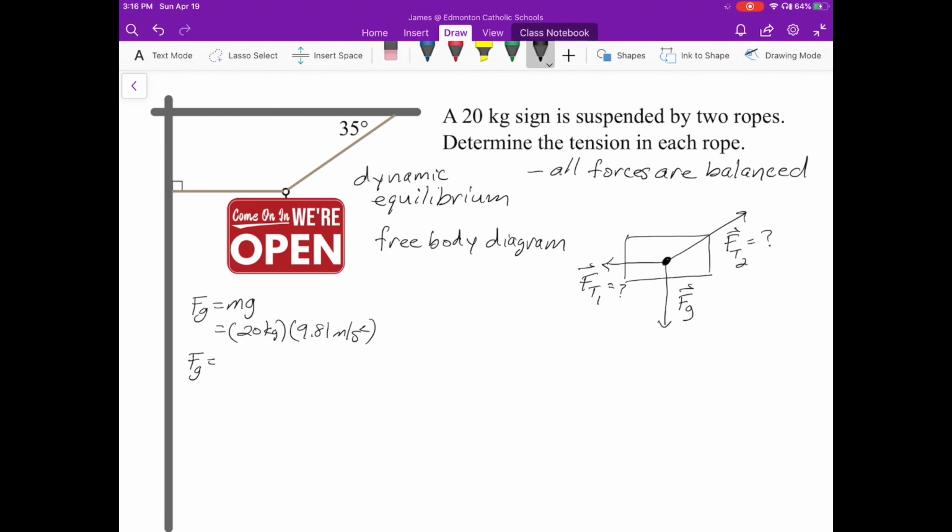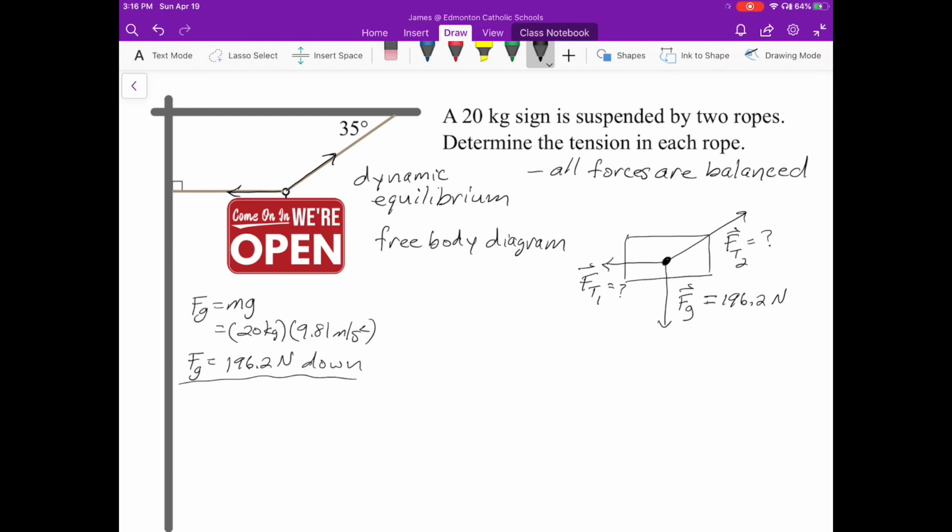196.2 newtons down. So that's what that is. Okay. Now, here's where we deal with vectors at different angles, right? We've got this rope is pulling this way to the right, or left, I mean, and this one is pulling that way.